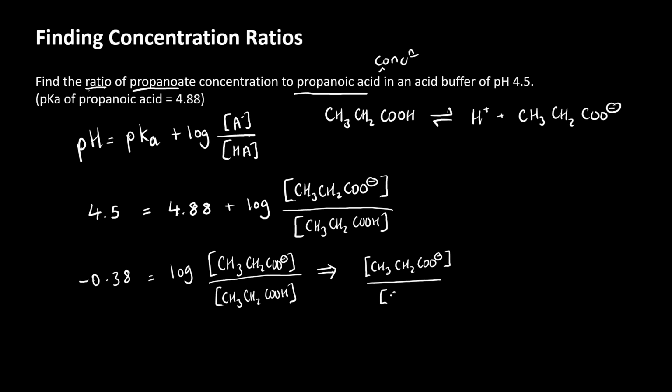So this ratio here is 10 to the minus 0.38. Which gives us 0.418. Because this was 2 sig figs, I'm just going to give this 2 sig figs. Okay, so 0.42 would be the ratio.